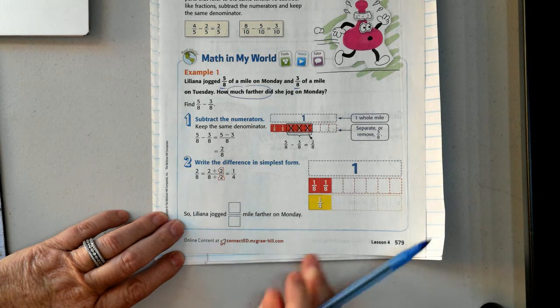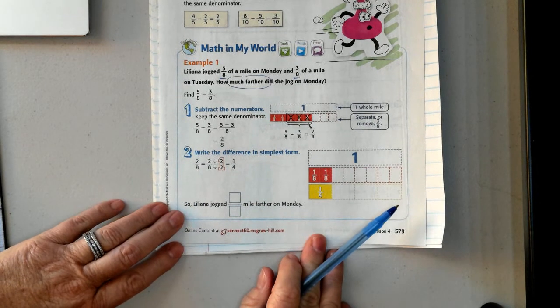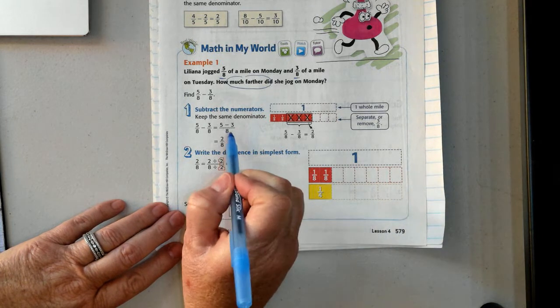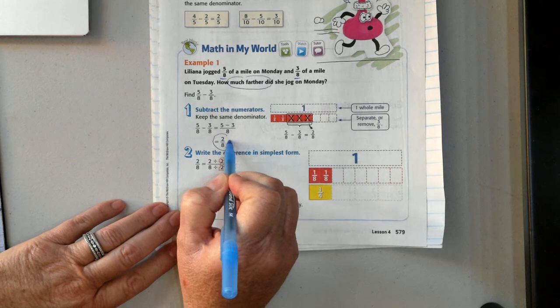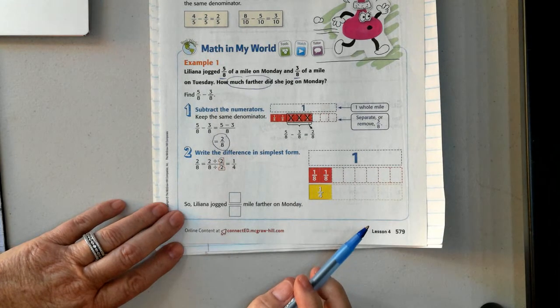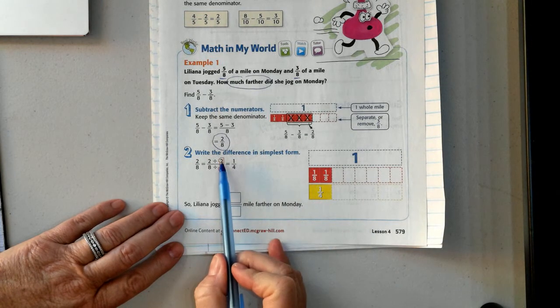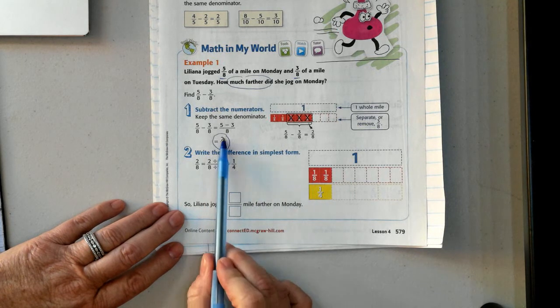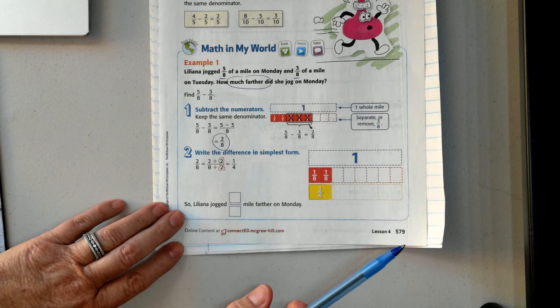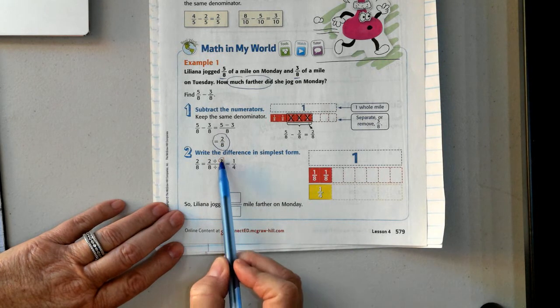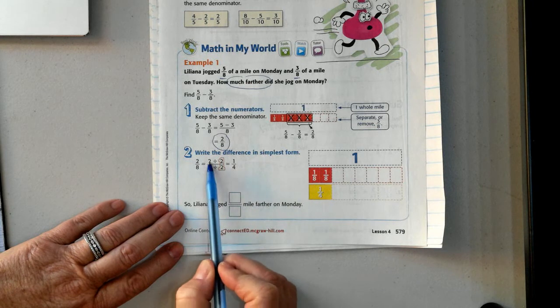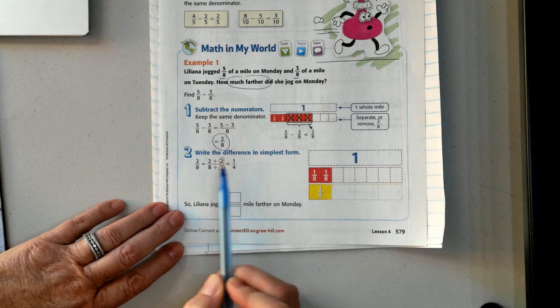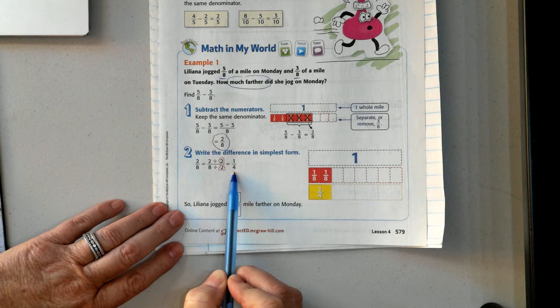Now remember, we have to always put our answers in simplest form, and so we can do some stuff to 2/8 to get it to simplest form. Now remember, you want to find the largest number, the greatest common factor, that can divide into the numerator and the denominator to get the smallest number. So we've chosen 2 here. 2 divided by 2 is 1. 8 divided by 2 is 4.